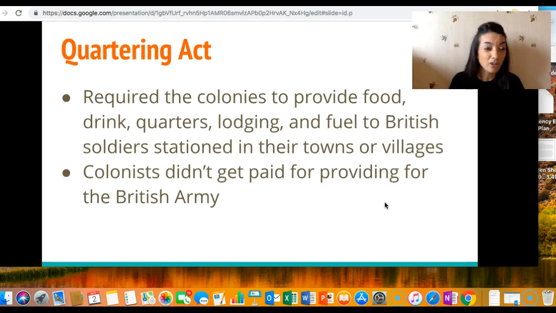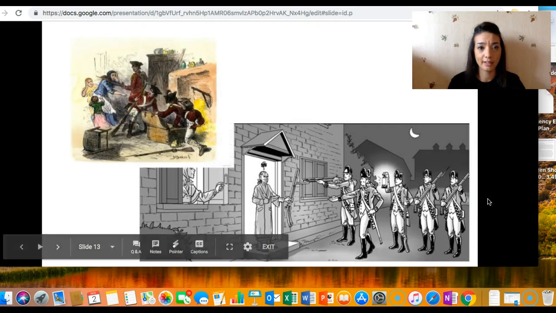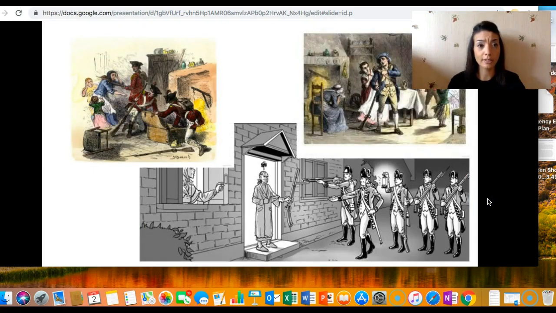So can you imagine the president saying, okay, U.S. Army soldiers are going to stay in your house and you have to feed them and make sure that they have a bed to sleep in, but your parents don't get paid for providing for the soldiers? You probably wouldn't like that. Your family probably wouldn't like that. Okay. So here are pictures that represent the Quartering Act. You can pause it if you want to look at it for a little bit longer.